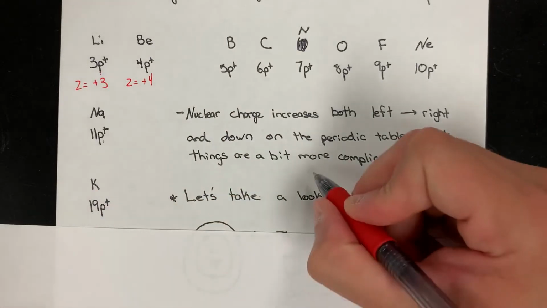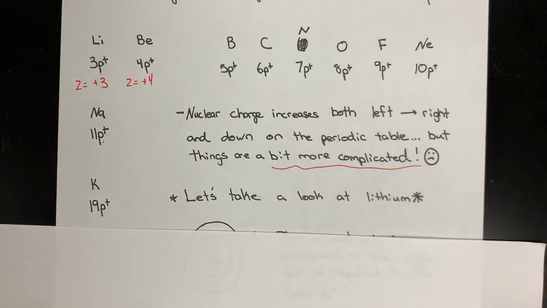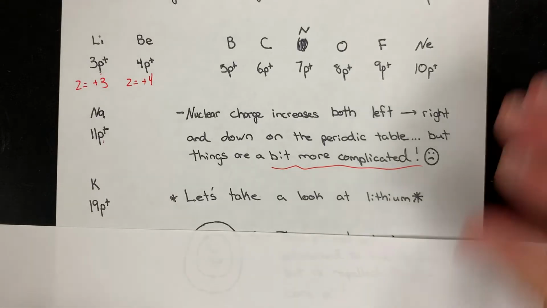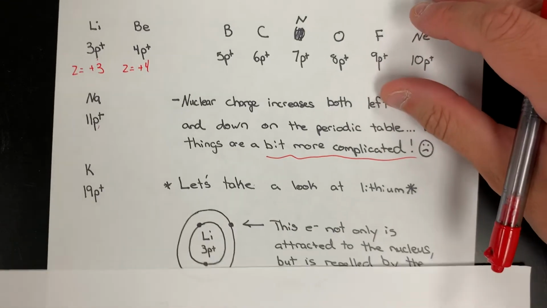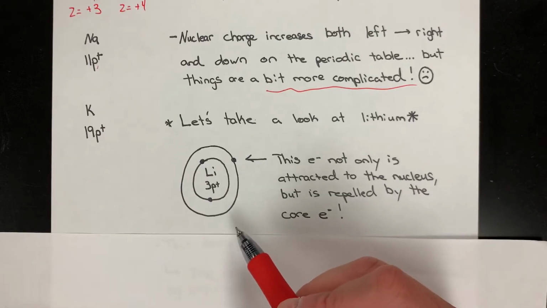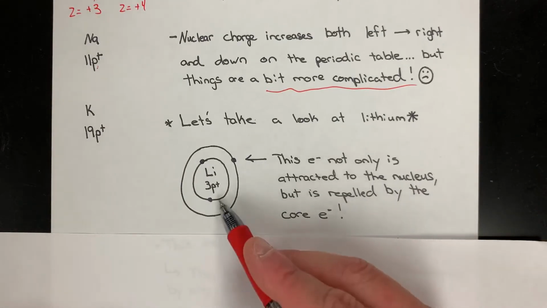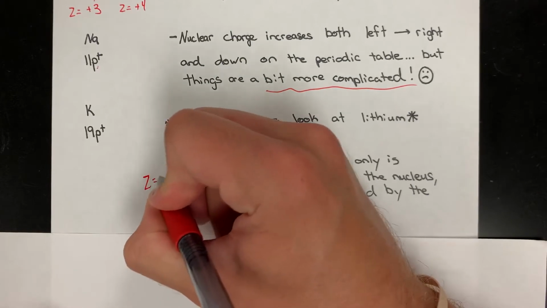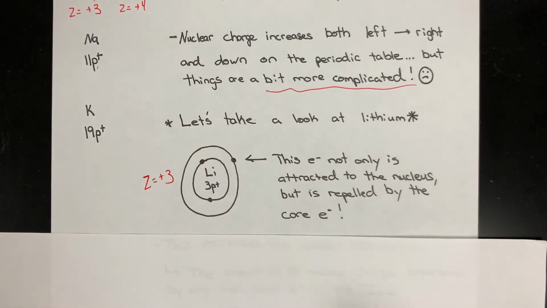However, things are never quite that simple. Things are going to get a little bit more complicated, okay? And this is where the concept of effective nuclear charge comes into play. So let's take a look at lithium, okay? When I investigate this Bohr model for lithium, if it has 3 protons, we would say that the nuclear charge is +3. Again, that is the nucleus's ability to attract electrons. We can quantify that as a +3 charge, right?